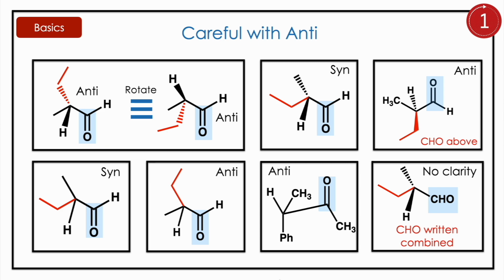Here I would strongly recommend being careful with anti because it can be deceiving. It can be a simple carbonyl with a linear structure, or carbonyl above or below, or just a rotated compound. Either way the structure is the same, whether skeletal structure or Sawhorse projection, or without any clarity, where simple CHO is given, meaning CHO written as combined, no clarity. So be careful with the anti, you have to master the stereochemistry to master the anti position.